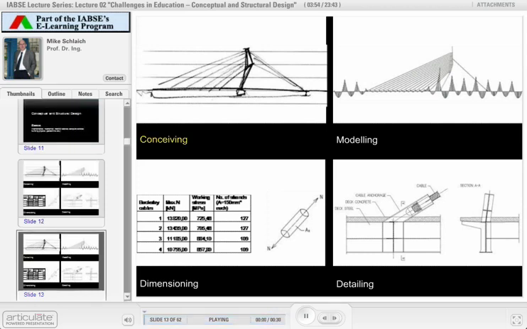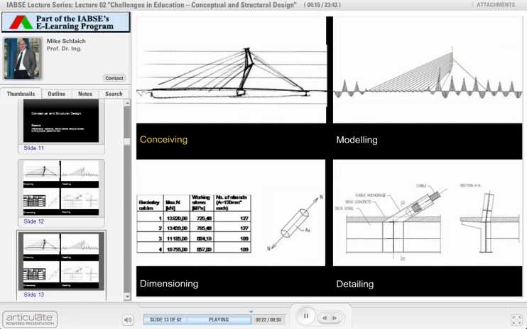and I think it's an important step, because if the birth of a structure is not done well, if the concept does not work well, we pay for it later during the dimensioning, during construction, or even during maintenance. So I think conceiving, the conceptual design, is the most important step in this entire design process.